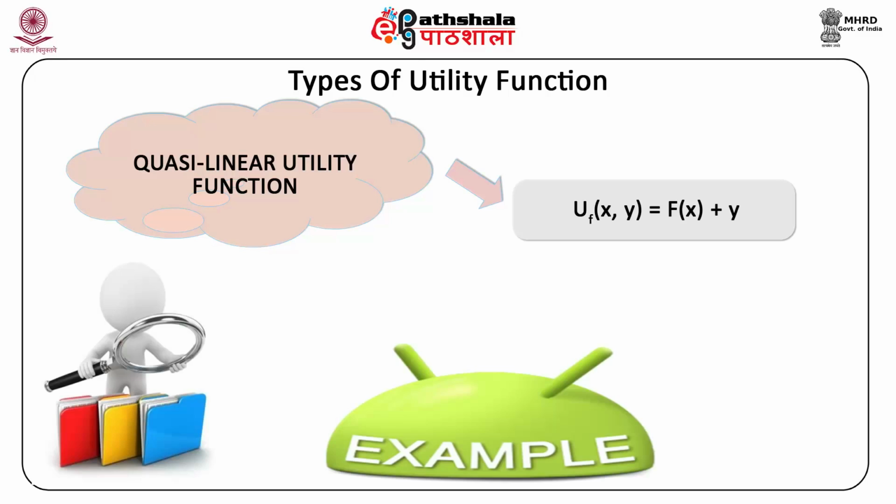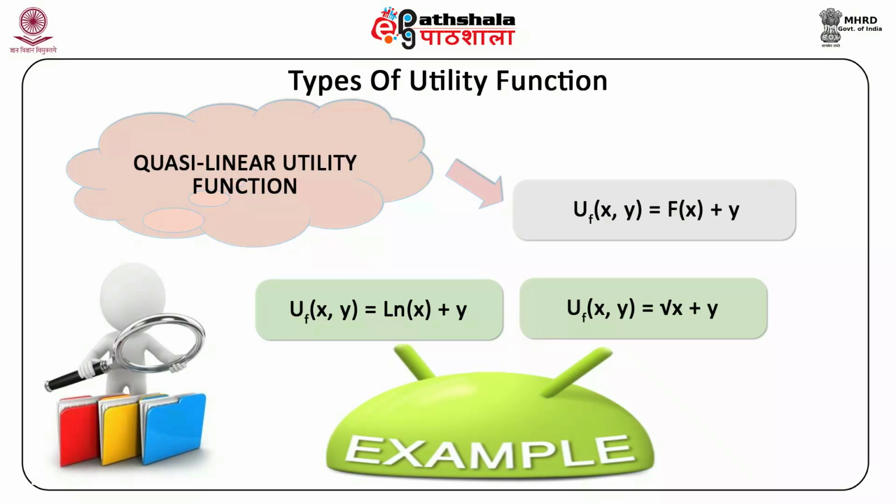Some specific examples of quasi-linear utility functions include a utility function UF of x, y is equal to ln x plus y, and a utility function UF of x, y is equal to root x plus y. Note, quasi-linear utility functions often may not particularly be realistic, but are easy to work with in theory.